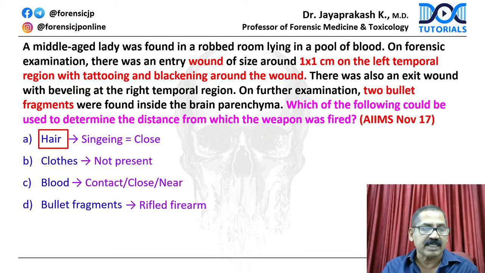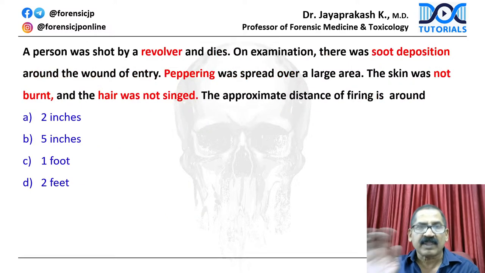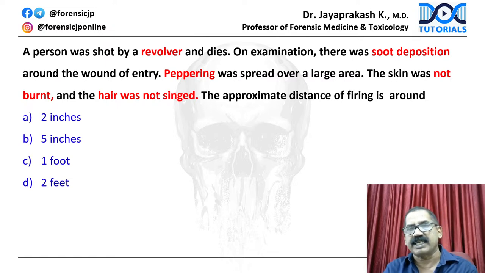So, answer is hair. Okay. A person was shot by a revolver and dies. On examination, there was soot deposition around the wound of entry. Peppering was spread over a large area. The skin was not burned and the hair was not singed. What is the approximate distance of firing?